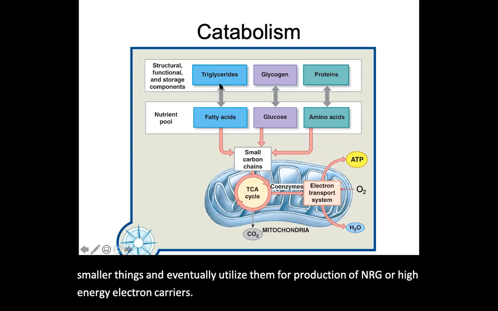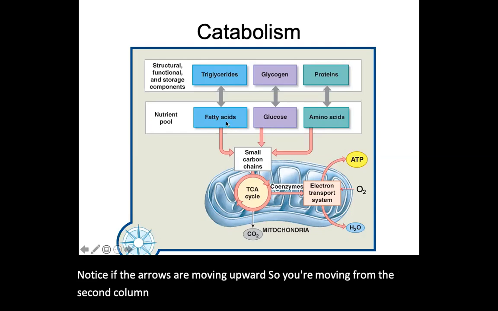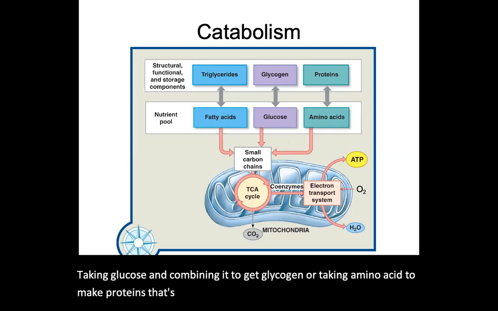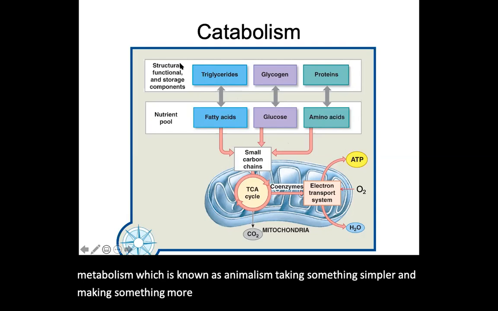Notice if the arrows are moving upward, so you're moving from the second column up, basically taking fatty acid or glycerol and producing triglycerides, taking glucose and combining it to get glycogen, or taking amino acids to make proteins. That's the second process within metabolism, which is known as anabolism. Taking something simpler and making something more complex, or synthesizing something more complex.